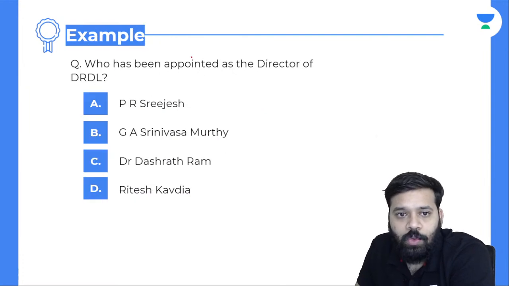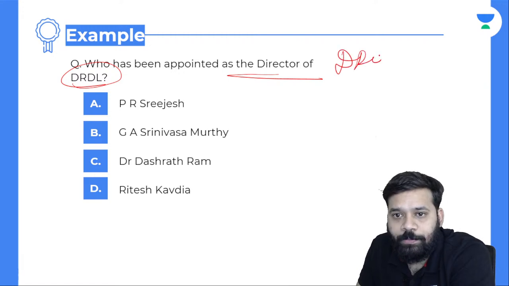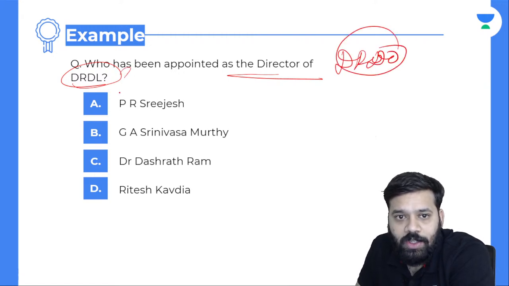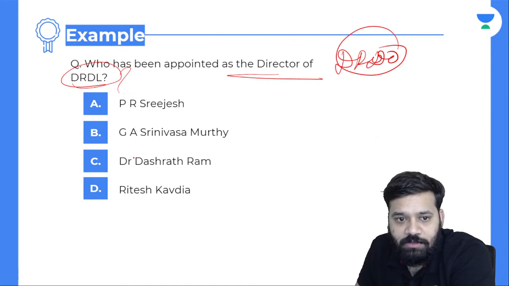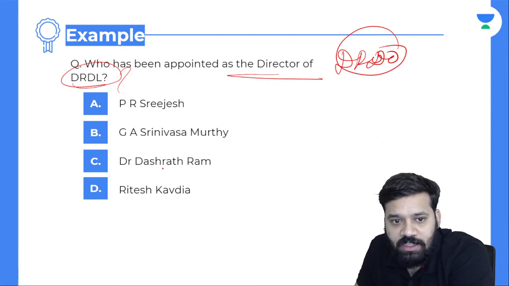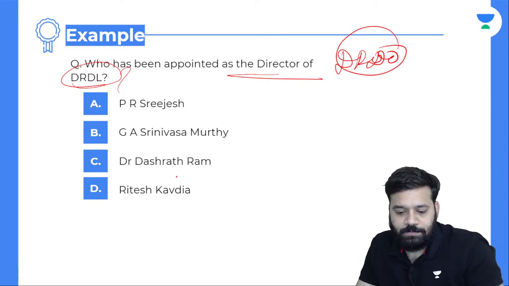Going forward, who has been appointed as the director of DRDL, not DRDO, it is DRDL? Who is appointed as the director? Is it P.R. Srijesh, G.A. Srinivas Murthy, Dr. Dashrath Ram, or Ritesh Kavadia?